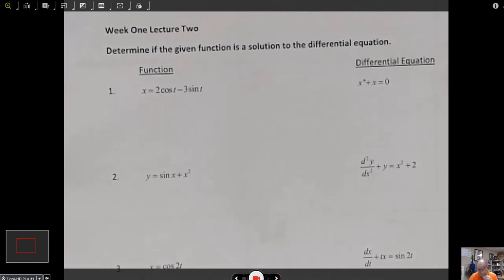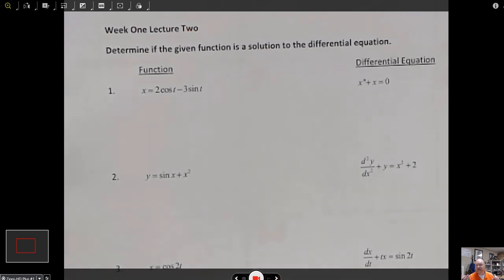Okay, so last time we talked about classifying differential equations and the order of those, depending on the derivative. We talked about independent and dependent variables, and you got to see a variety of those things for each of those problems. Today, we want to begin thinking about could something be a solution to a differential equation?